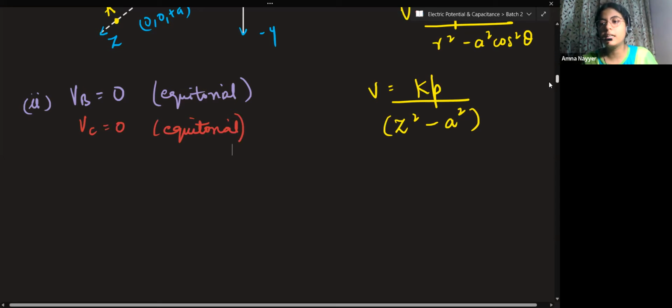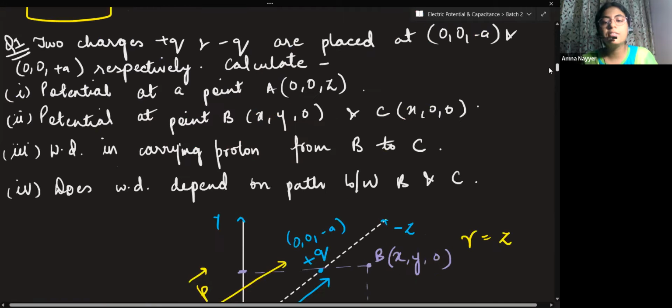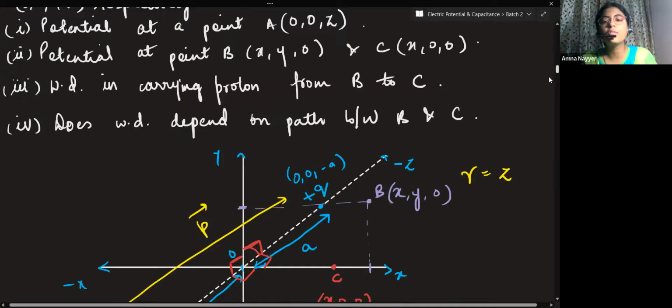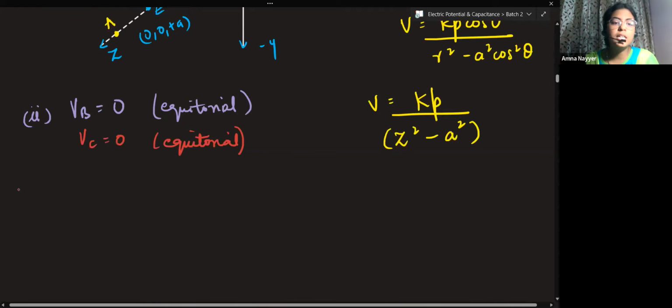Now the third part. Third part says work done in carrying proton from B to C. How do we calculate the work done? Work done from B to C means charge multiplied by the change in potential. B to C means VB minus VC. Both are 0, so work done also becomes 0.